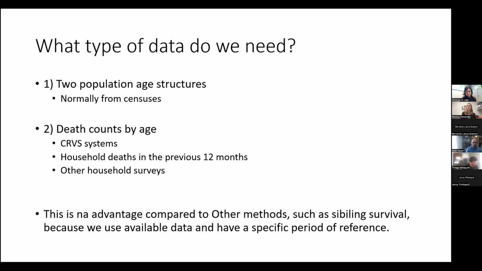So what kind of data do we need? We need two population age structures. We can get that from census, but it's also possible to use household surveys or other sources. We need the death counts by age. We can use the CRVS systems. There are a lot of studies using household deaths in the previous 12 months, and also studies using other household surveys that ask questions on deaths in a defined period of time. The advantage, as I mentioned before, compared to using sibling survival, is that we don't need to use a model life table or anything related to that, and we have a clear, specific reference period instead of producing estimates for a specific age group in the recent past.